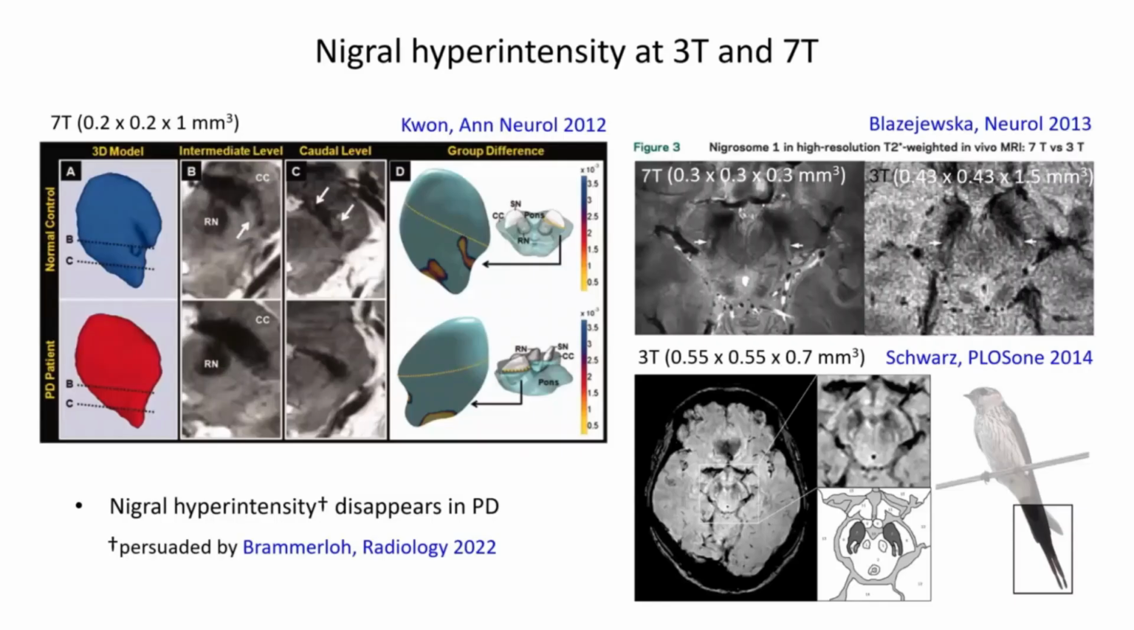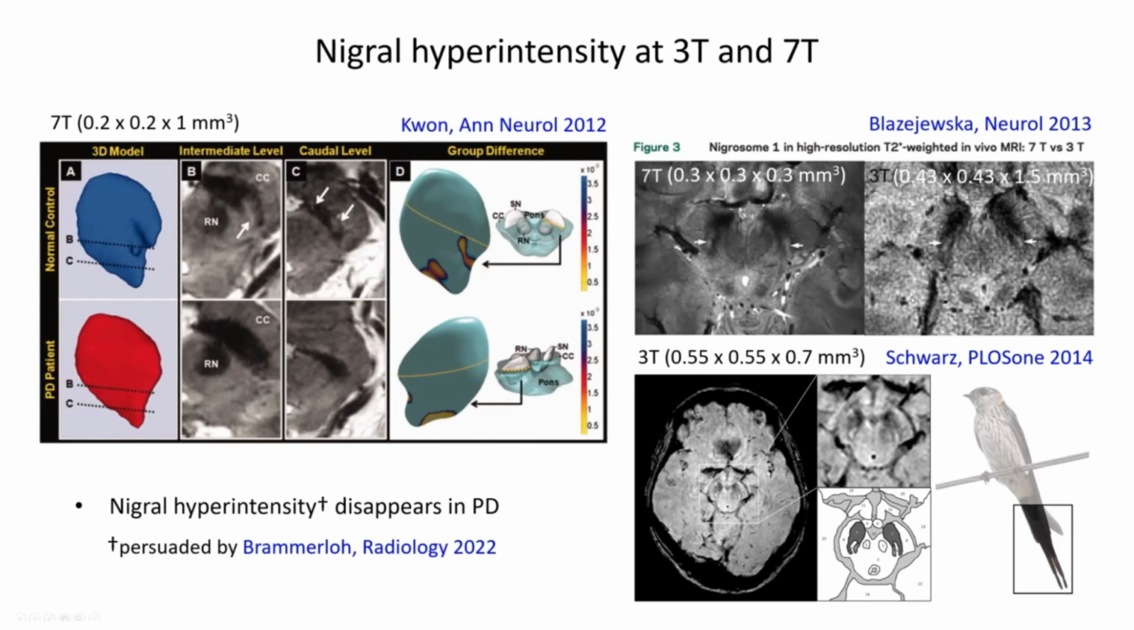As you already heard, and I believe that almost everyone in this audience already knows about this one, the nigral hyperintensity sign in substantia nigra. I believe this one was the first study done by Kwon. They scanned a bunch of healthy controls and Parkinson's patients at 7 Tesla in such a high resolution, and identified this small structure within SN as a biomarker for Parkinson's disease. And that's about 10 years ago.